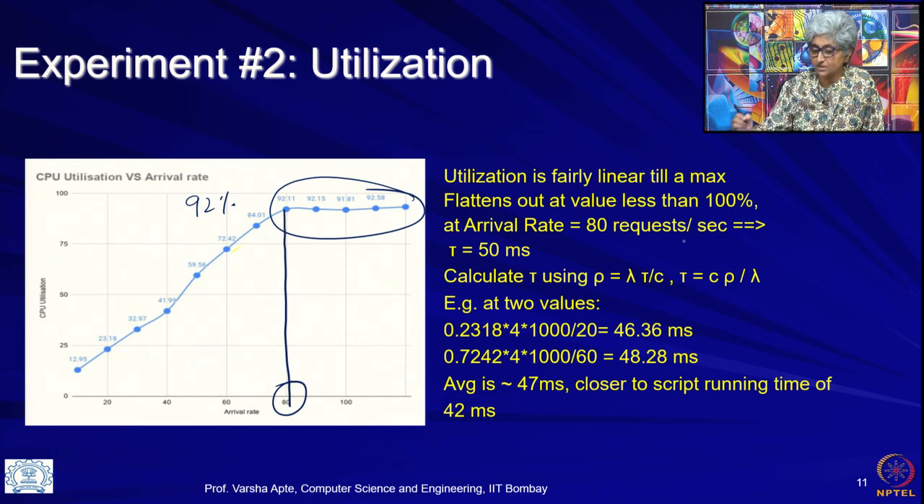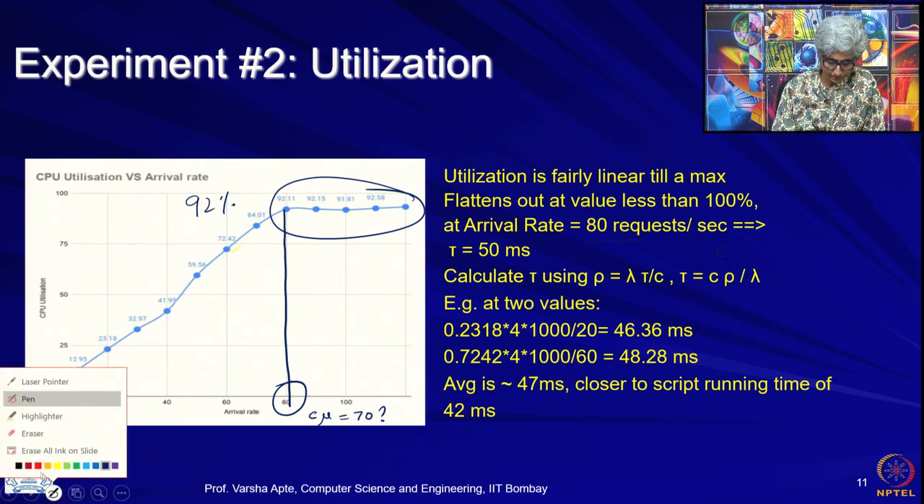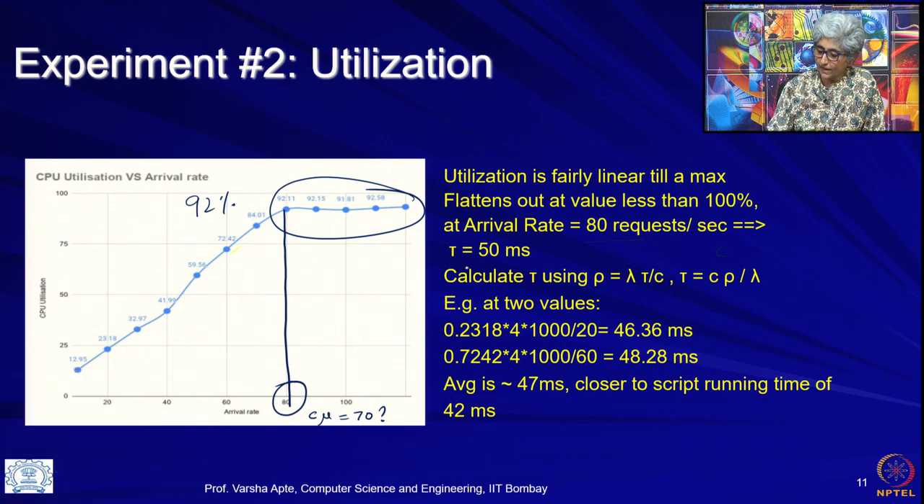What we expect is it happens at C mu, right? And C mu from the previous thing looked like it was 70, okay? And in fact, if we consider this as C mu, which is the C mu at which maximum utilization happens, as 80 requests per second, then we get a tau of 50 milliseconds, right? If we go from, say, 80 is the C mu divided by 4, 20 requests per second is mu, and then inverse of that will be tau, which is 50 milliseconds. So this is yet another estimate of service time that we have.